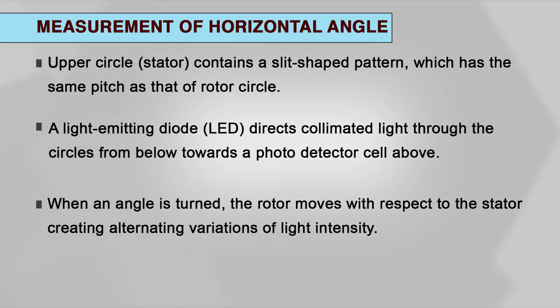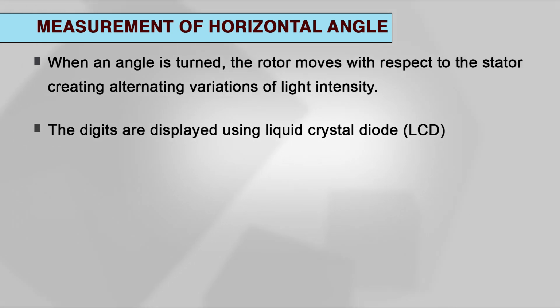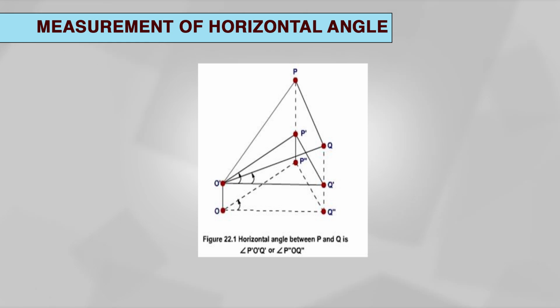When an angle is turned, the rotor moves with respect to the stator, creating alternating variation of the light intensity. Photodetectors sense this variation, convert it into electric pulses, and pass them to the microprocessor for converting them into digital values. The digits are displayed using the LCD screen, that is liquid crystal display. In this figure, we have shown that if we have to measure a horizontal angle, say angle POQ is to be measured, then the following steps are required to be adopted to measure the horizontal angle.